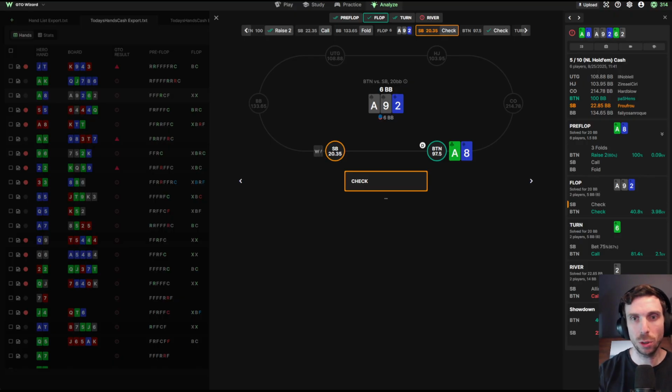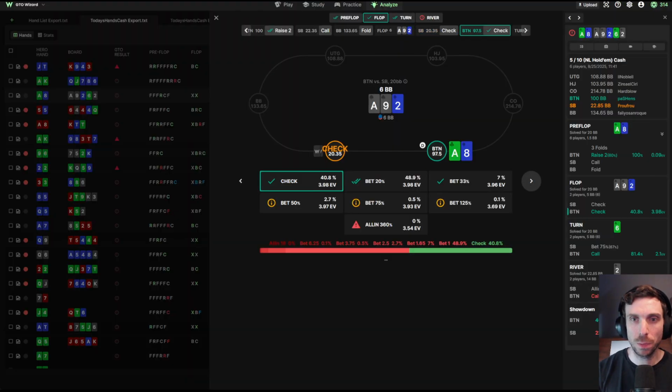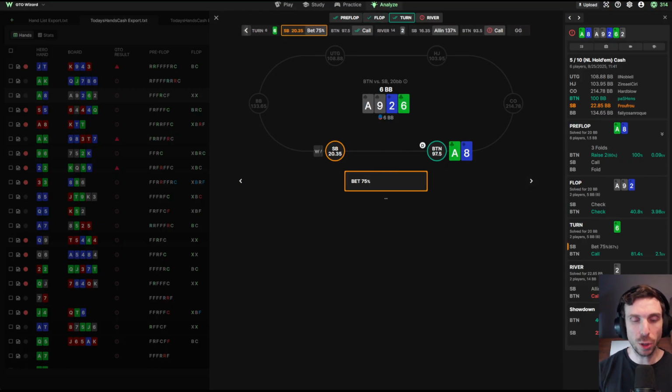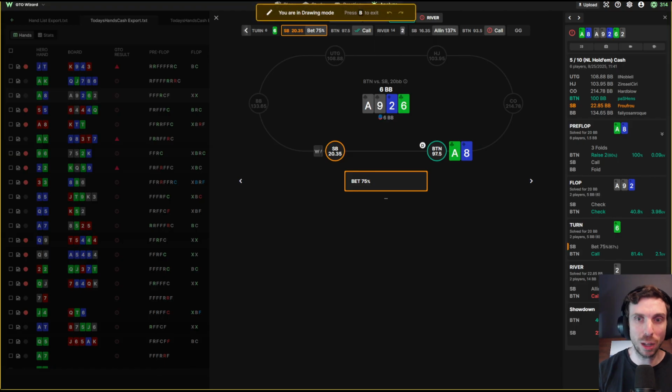I lean a little more into exploitative play. If I think that they check back the turn too often, then maybe I just stab turn with some weaker hands, for example, stuff like that. So ace high board, I do check here by balancing my range a little bit. I'm not just always going to bet an ace, because I do think that recreational players do play poorly when I check back in position as well.